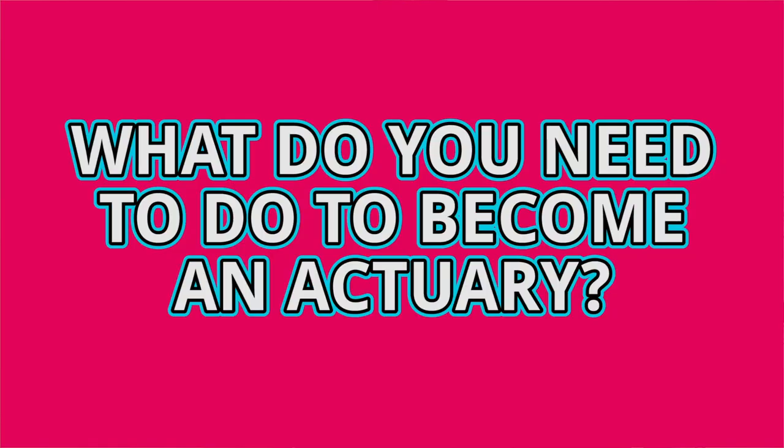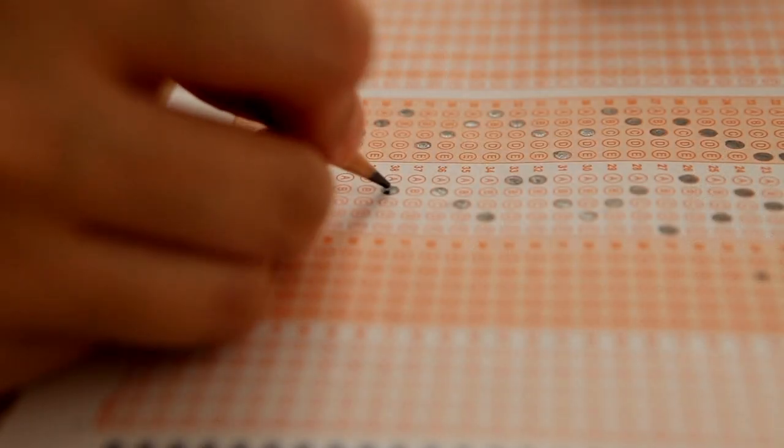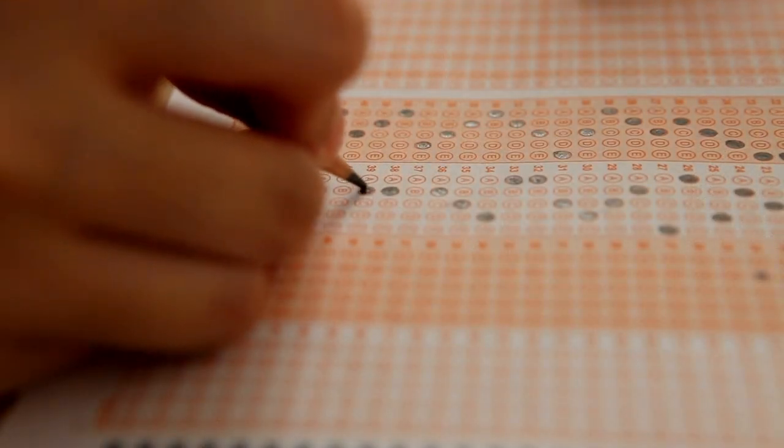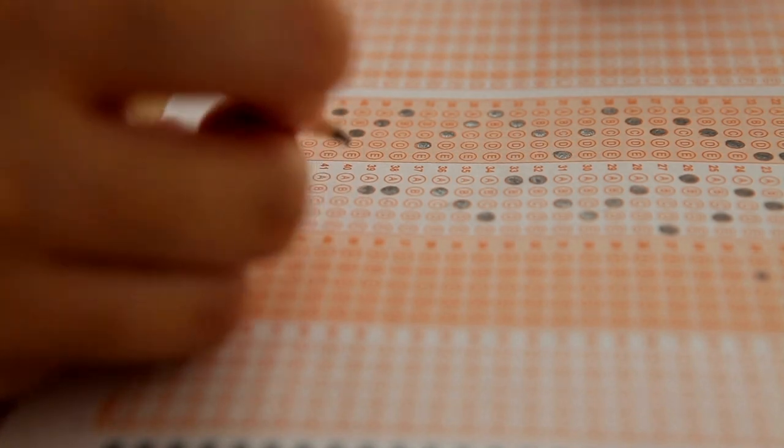Okay, so I mentioned actuarial exams in the previous video, so let's talk a little bit more about what you actually have to do in order to become an actuary. Now, for most actuaries, they have to pass 10 actuarial exams, and these exams are fairly tough. You have to do that in order to be fully qualified.